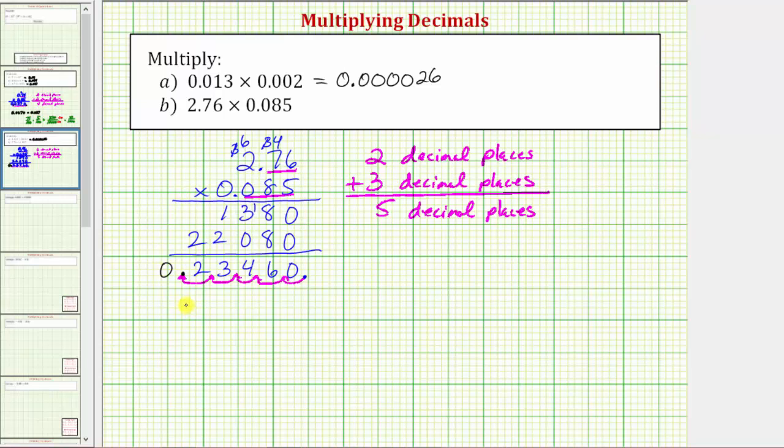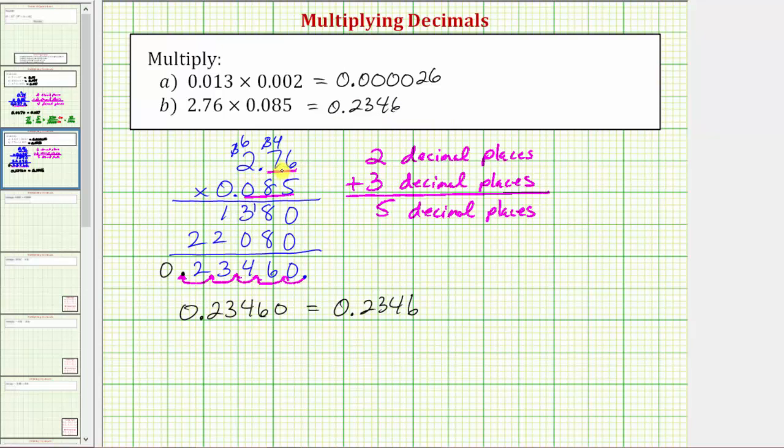The product is 0.23460. However, we can simplify this decimal. Whenever the rightmost digit of a decimal is 0, we can leave it off without changing the value. 0.23460 is equal to 0.2346. We'll talk more about this in just a moment, but our product is 0.2346.